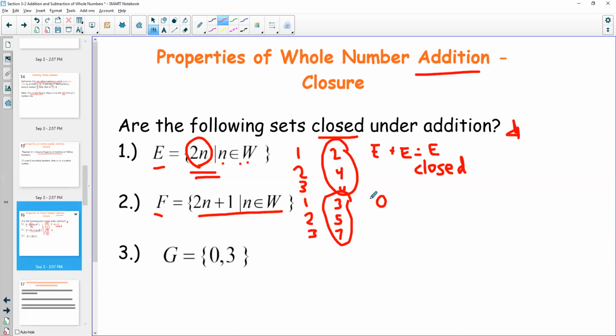Now let's think for a second. If I add an odd number plus an odd number, what do I get? Well, look. If I add 3 plus 5, I get an even number. If I add 5 plus 7, I get an even number. Odd plus odd is even. Well, that's a problem, because my set only has odd numbers in it. So if my set is made of odd numbers, but every time I add two numbers together I get an even number that's not in my set, that's not closed.